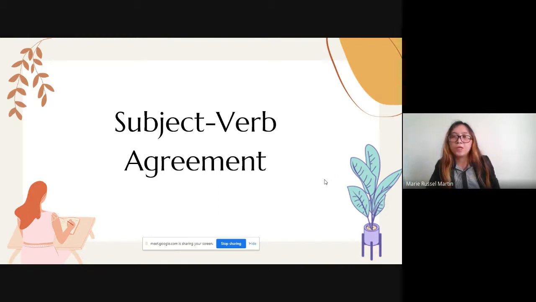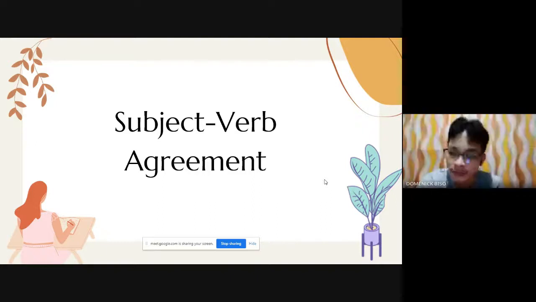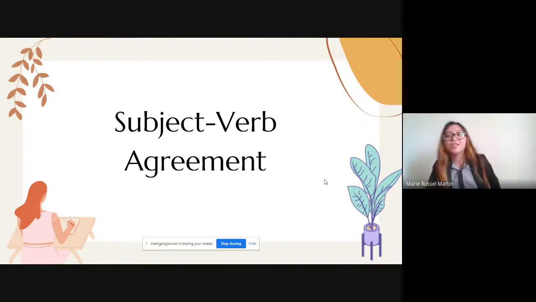Now, what do you think is the importance of the use of subject-verb agreement in your writing composition? For us to avoid confusion and misunderstandings, ma'am. Thank you, Dominic. So that's correct. We can convey meaning appropriately if we know how to use subject-verb agreement. Okay, so let's move on to our main lesson.